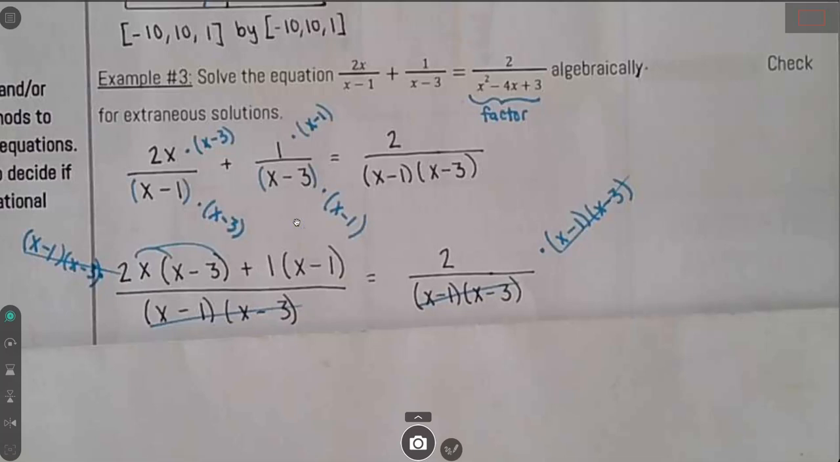All right, so please solve this the rest of the way. Be sure to check for extraneous solutions. Does everyone know what extraneous solutions are? Those are solutions that when you plug them back in, you get something undefined or not true. Okay.